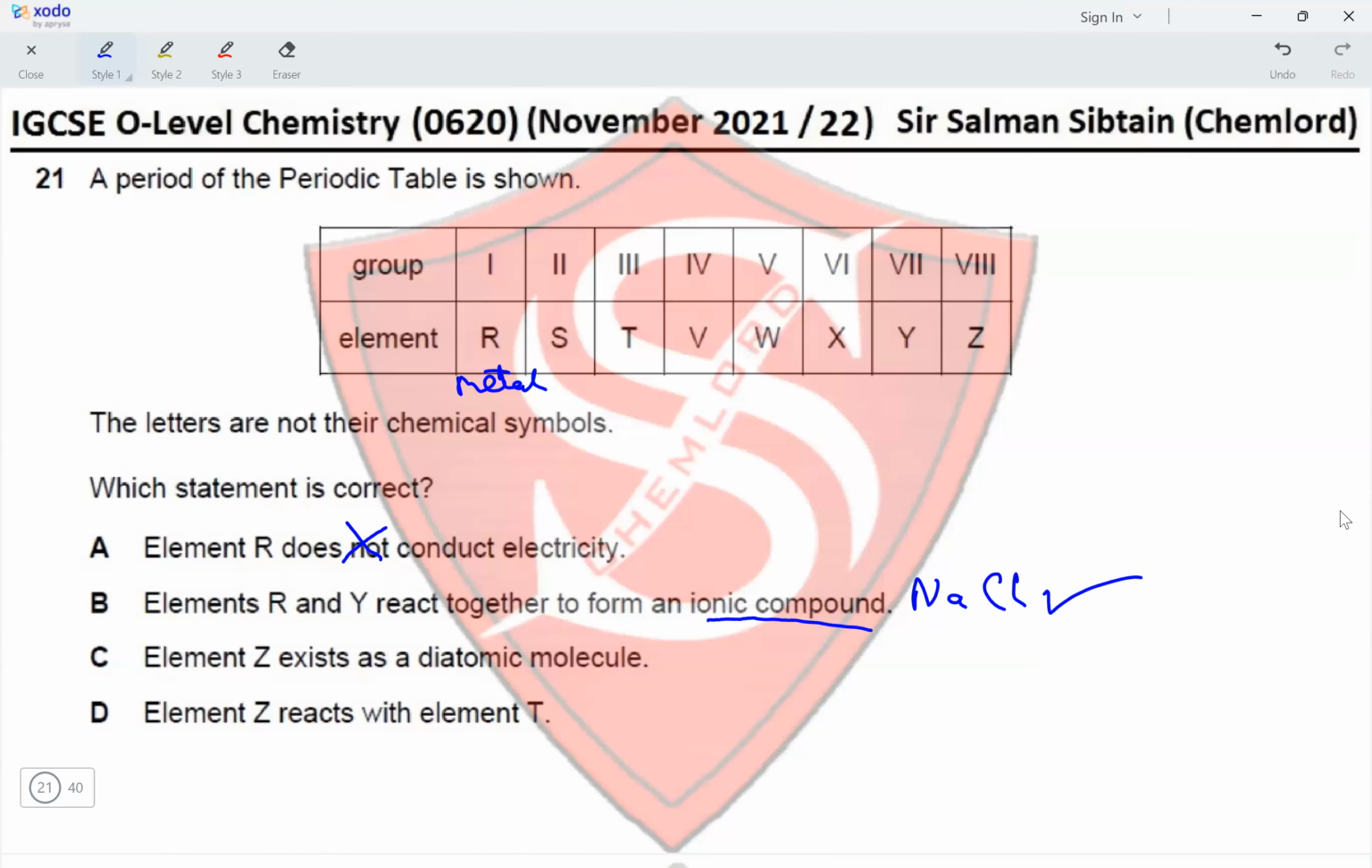Next, element Z exists as a diatomic molecule. Element Z is a noble gas. Noble gases are monoatomic. And element Z reacts with element T. Being a noble gas, element Z is unreactive and will not react with element T. Therefore, the correct option for this question is option B.